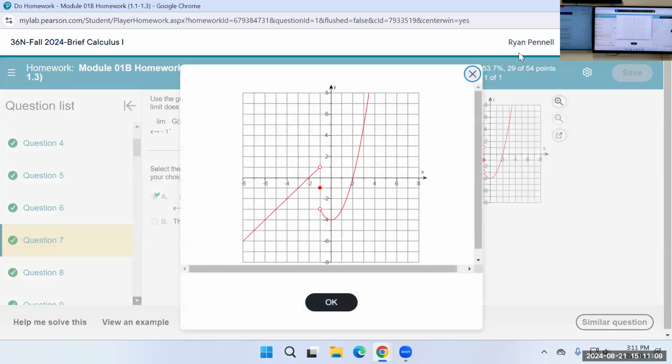So this is a different example. We have kind of a straight line and then a dot, and then what looks like a parabola. So 3 different things going on. We want to look at the limit as x approaches -1 from the left. So from the left, that's that line. As it gets closer and closer to -1 from the left, it looks like it's going to +1.